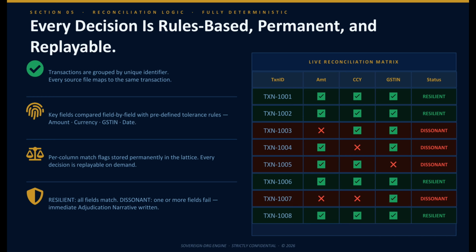Transactions are grouped by unique identifier. Key fields are compared field by field: amount, currency, GSTIN, date. Resilient: all fields match. Dissonant: one or more fail, triggering an immediate adjudication narrative. The live matrix shows exactly how each transaction is classified.